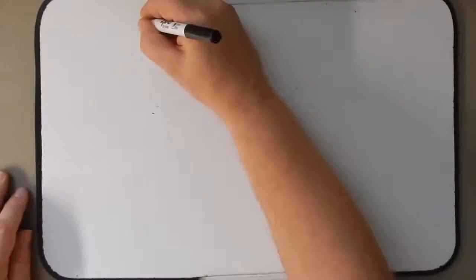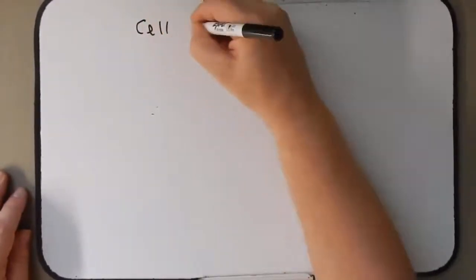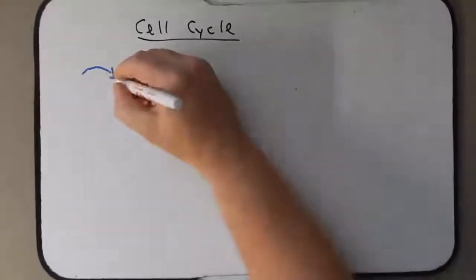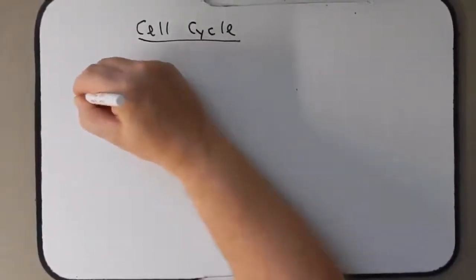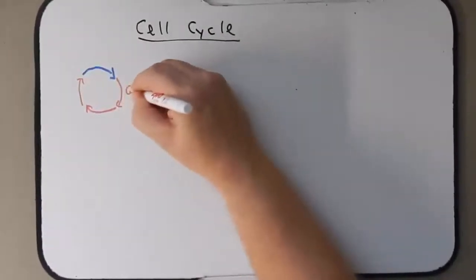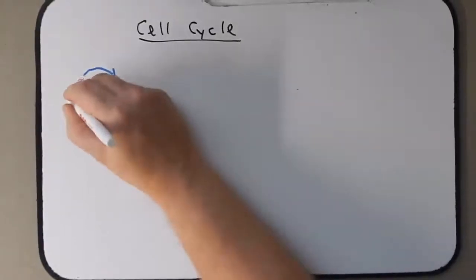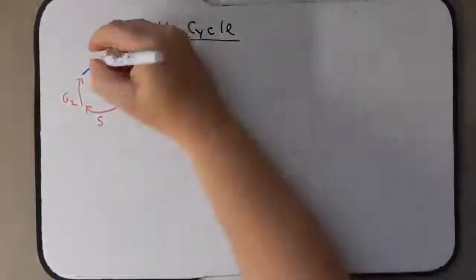Hello, everyone, and welcome to this podcast for cell biology. In this podcast, we're going to continue our discussion of the cell cycle. If you remember, on the last podcast, we talked about the cell cycle. And we talked about G1, S phase, G2, and M phase.